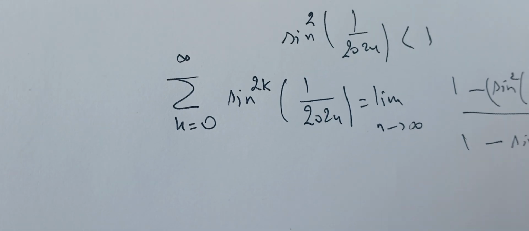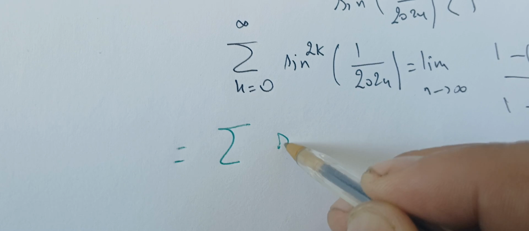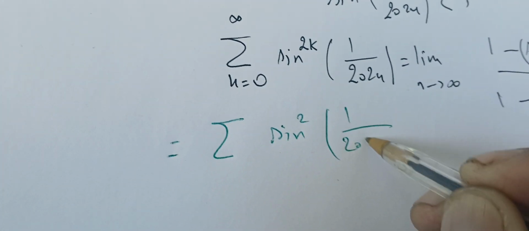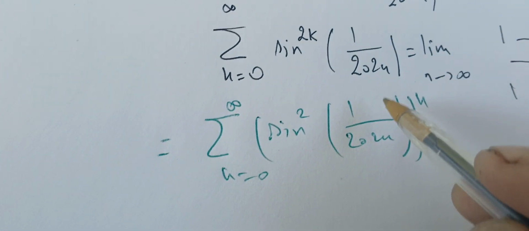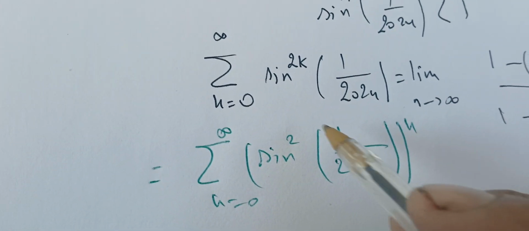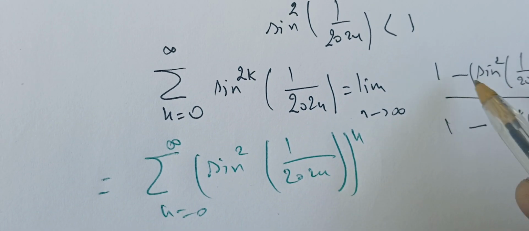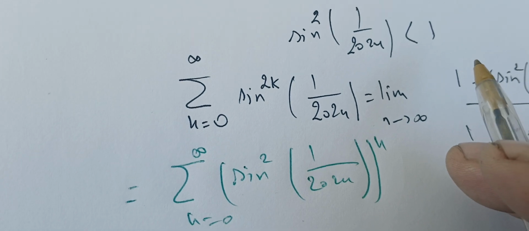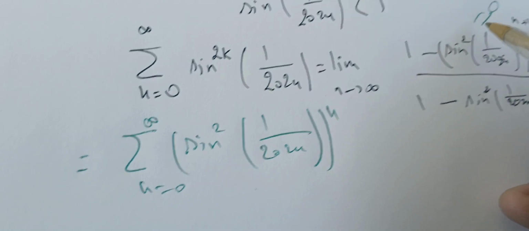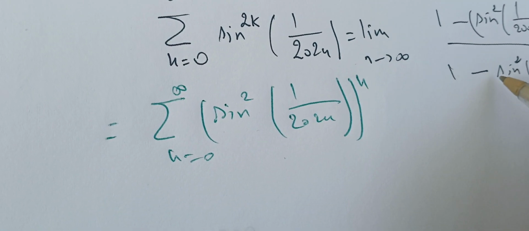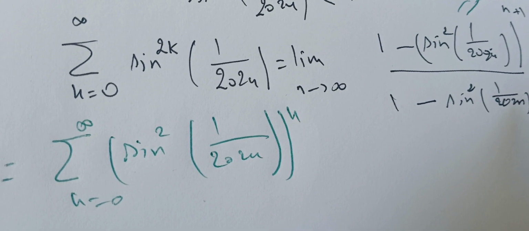Maybe I need to write this one for those of you who don't see it. So we can write this sum as the sum of sine squared of 1 over 2024 to the power k, as k goes from 0 to infinity. And this is always less than 1. Okay, so this is a geometric series. Therefore we arrive at this result if we apply the definition of the sum of the series. This one will go to 0 because it's less than 1, and I'm left with 1 over 1 minus sine squared of 1 over 2024.